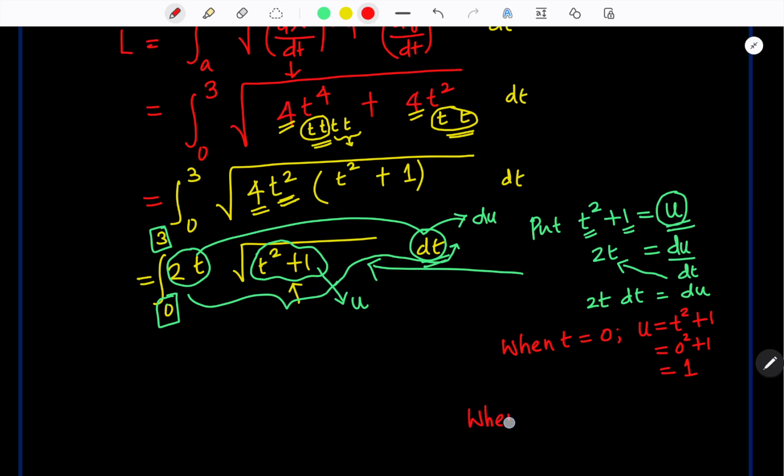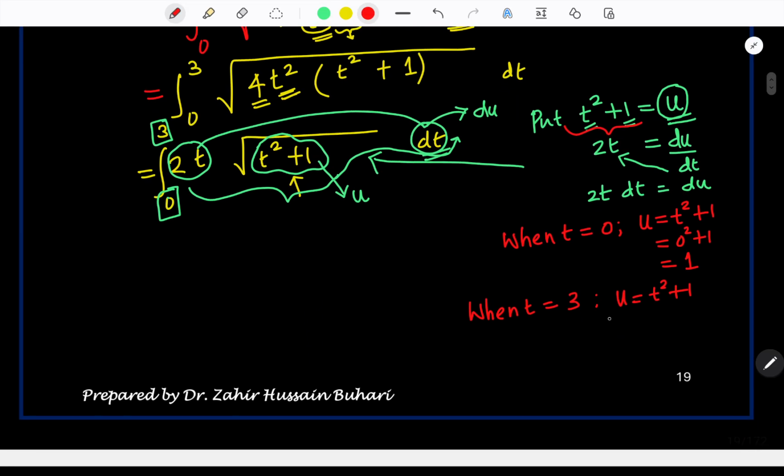The next value of t is 3. So u is equal to t square plus 1, which is this equation. That is 3 square plus 1, which is 9 plus 1, and it becomes 10. So what happened to the integral now? The integral takes the limits 1 to 10, because we took the lower limit here and the upper limit here.